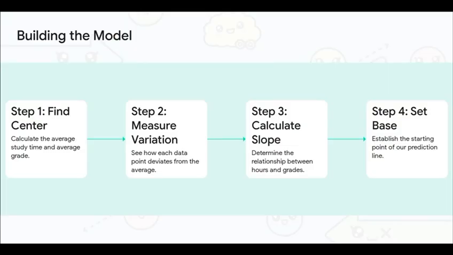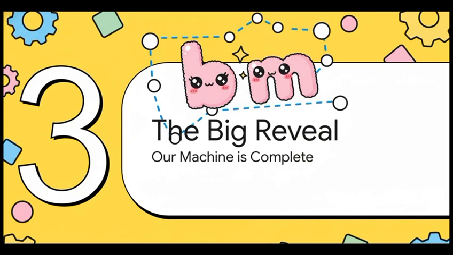Now, the actual formula behind this can look a little intimidating, but really, you can break it down into four simple, logical ideas. First, you find the center of your data, the averages. Then, you see how spread out everything is. You use that to figure out the relationship. And finally, you set your starting point. That's it. So, after we run our data through all those steps, the math spits out the two magic numbers we've been looking for. This is the heart of our prediction machine right here.